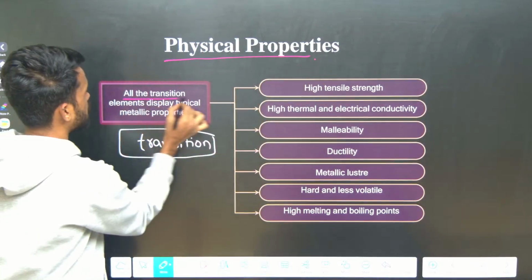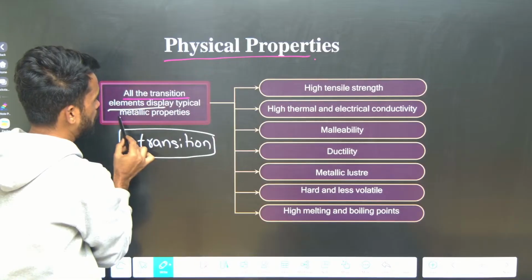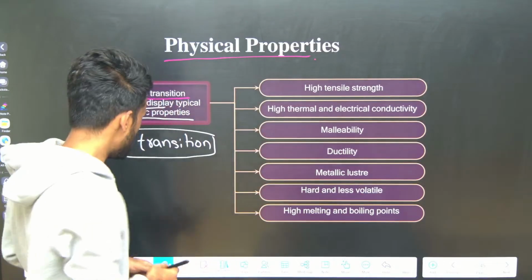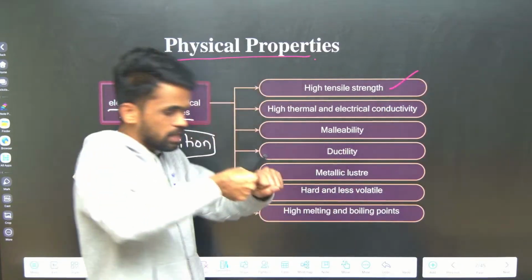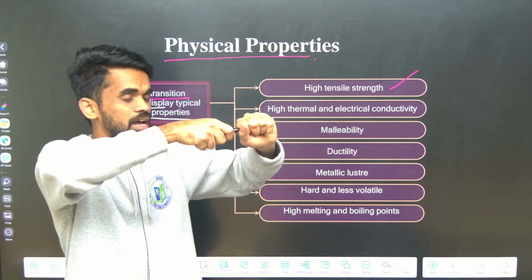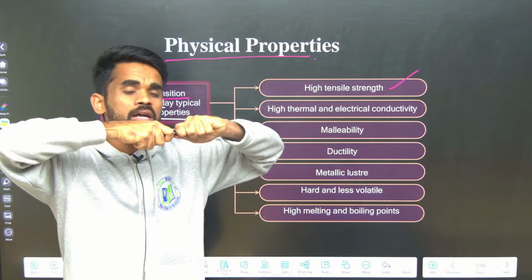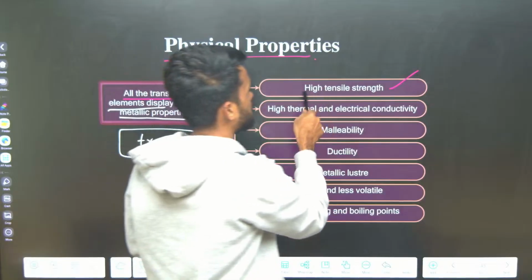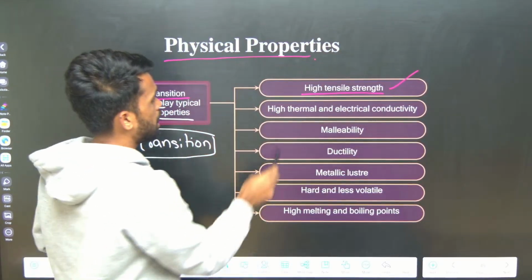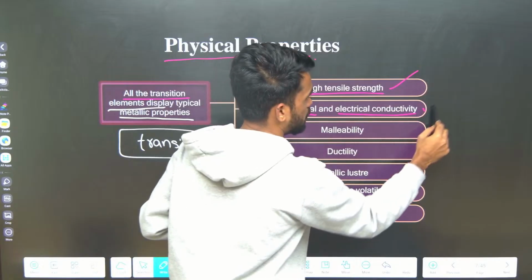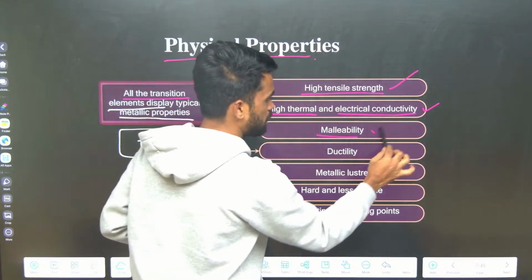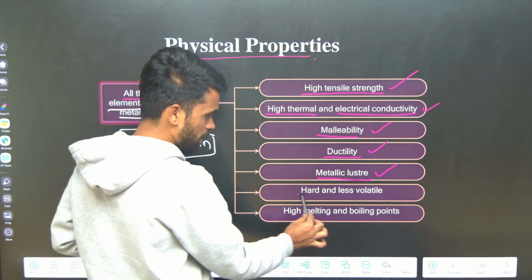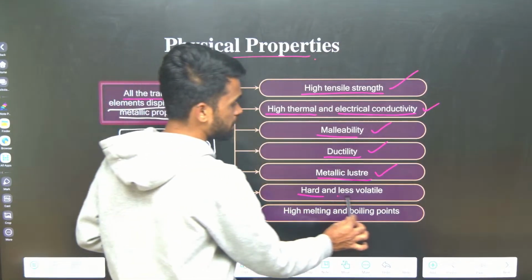See, all transition elements display typical metallic properties. They have high tensile strength. If you apply some stress on a particular transition element, it will withstand it, it has the capacity to hold too much stress, and that is tensile strength. Next, it has high thermal and electrical conductivity. It also has malleability and ductility, metallic luster, and it is very hard. Transition metals are very hard and non-volatile.